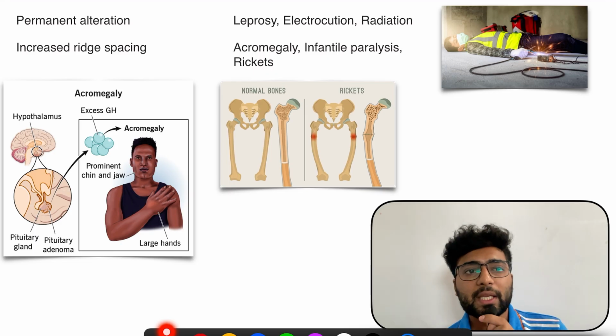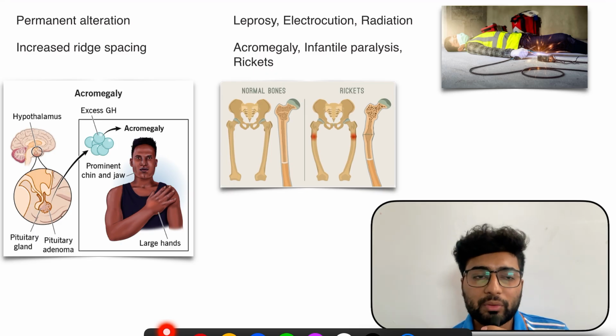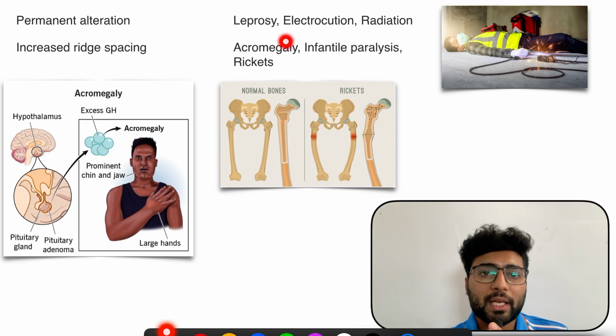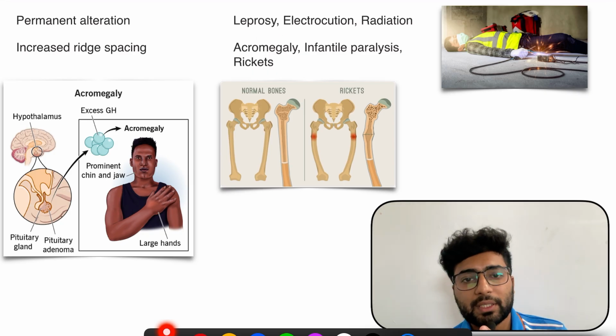Now, where can there be increased ridge spaces? How are these ridge spaces increased? See, in acromegaly, when growth hormone excess is there, it leads to growth of face, hands, etc. So when there is growth, then there will be increased spacing, right? Because there is growth. So we have acromegaly wherein increased ridge spaces are seen.